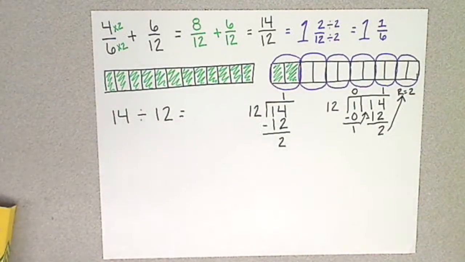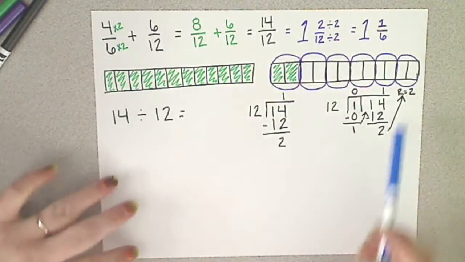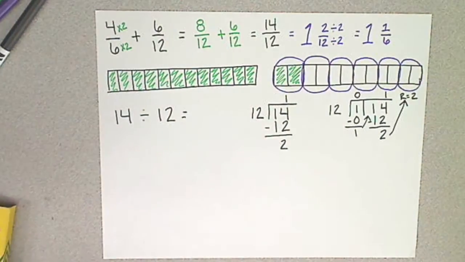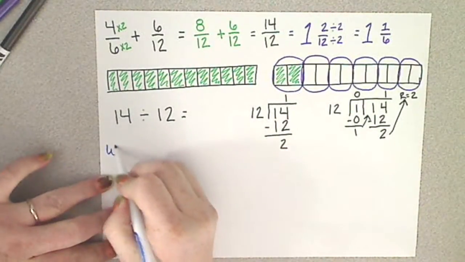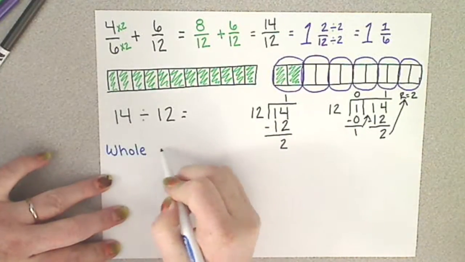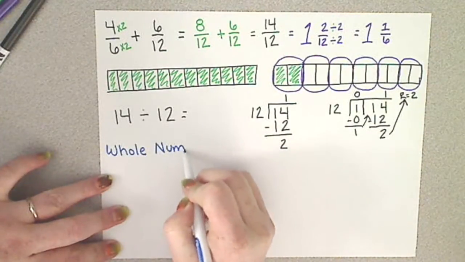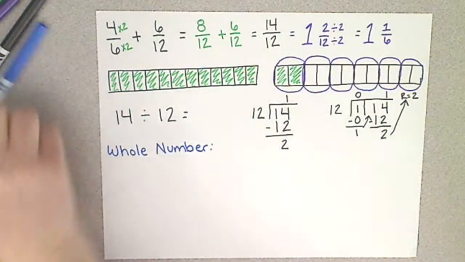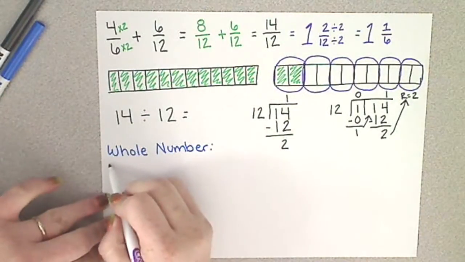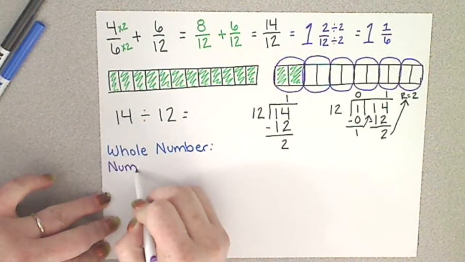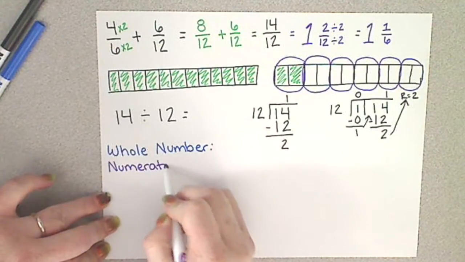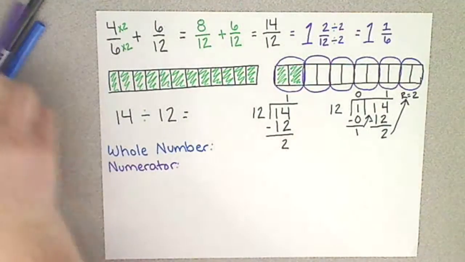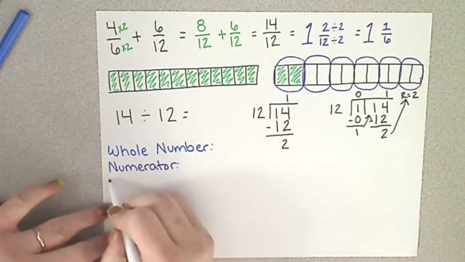Now, we need to make some connections here, because taking a division piece and turning it into a mixed number is where a lot of people get confused. You are going to end up with a whole number, you are going to have a numerator, and you will have a denominator.